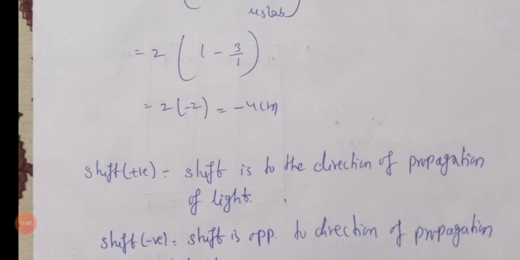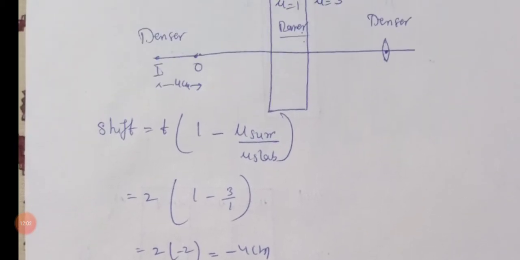-4 means the image is on the left-hand side of O, or you can understand the image is shifted in the opposite direction of the ray of travel of light. Image is shifted to the opposite direction of the ray of travel of light. In this example, light is traveling from the object toward the right side, student, and the shift is negative. So the shift is on the negative side of O, the left side of O, that is 4 centimeter. So the image is shifted behind O.